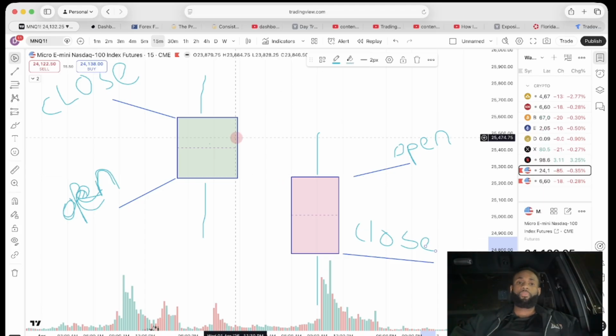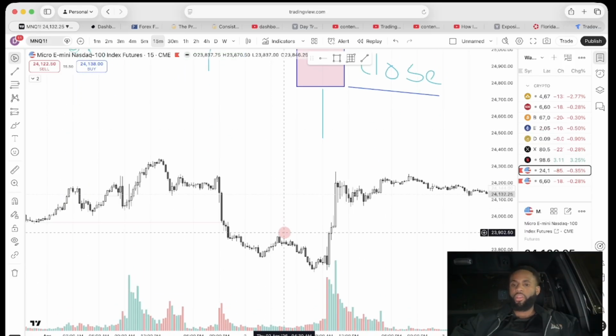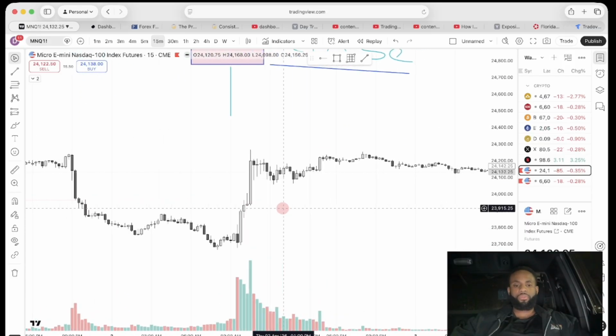And remember, each time frame represents each candle. So you could be on a daily time frame. Guess what? We're going to have daily candlesticks. You can be on the 1 minute time frame. Guess what? We're going to have 1 minute candlesticks. There's even 30-second time frames. Guess what? We're going to have 30-second candlesticks. All right. Now let's look at some real-time examples.